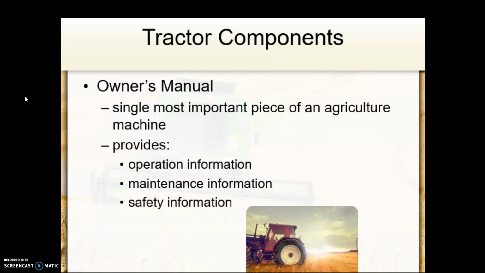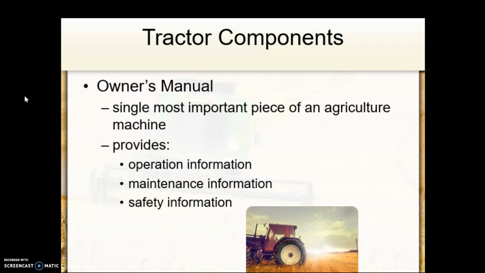So the components of a tractor, and we can't overstate the importance of an owner's manual. An owner's manual is the single most important piece of an agriculture machine, and it provides vital information about how to operate that piece of equipment, how to maintain that piece of equipment, service intervals and when to do oil changes and how to upkeep that tractor, and then very important safety information. An owner's manual is vital.